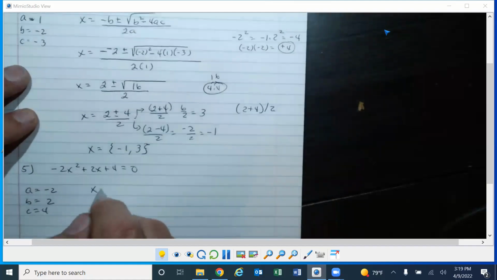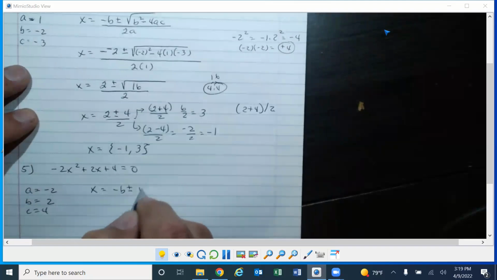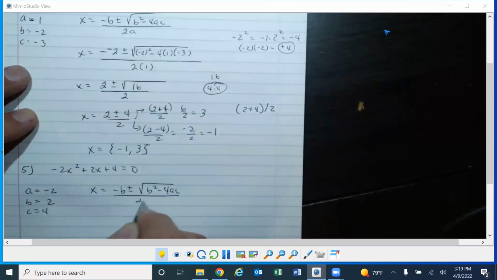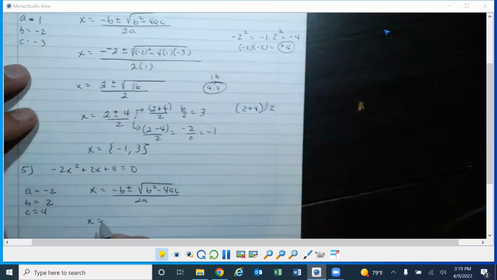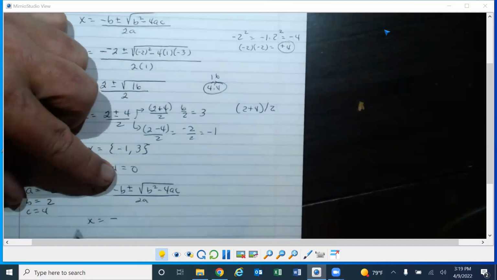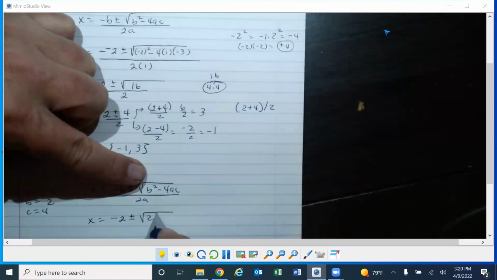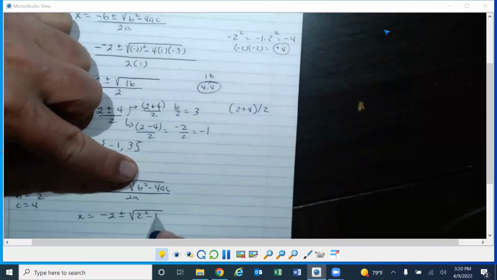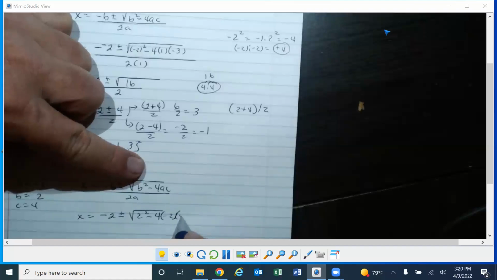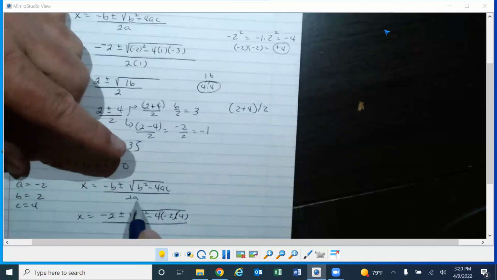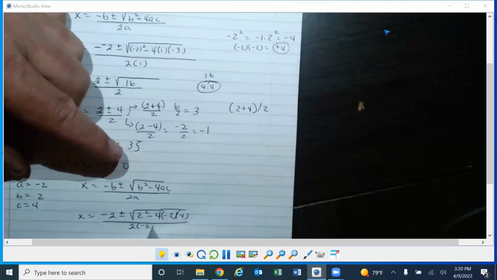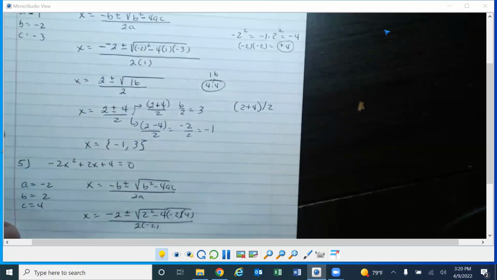We'll use the same formula. I'm going to plug them in. My negative is negative. This time my b is a +2, so it's just 2. Minus b is going to be 2 again. It's going to be squared. Remember, this is always positive no matter what. 4a is a -2, and my c is a 4, all over 2. You have to be careful. I do this all the time. The a is a -2, so we have to put -2 here. So here we go.